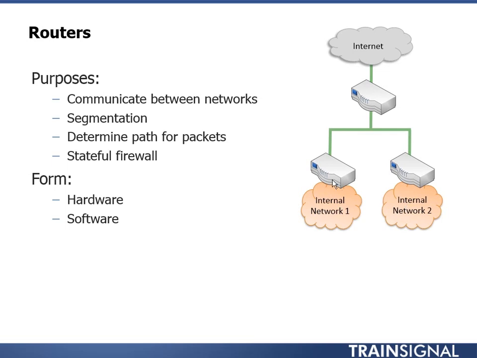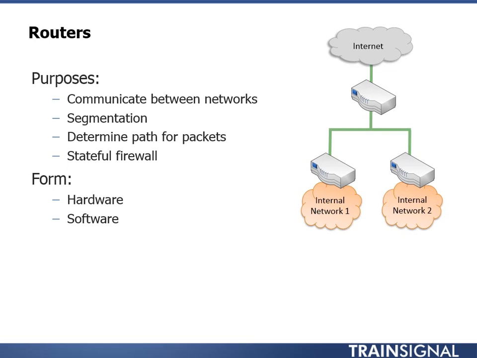So if internal network 1 here is populated by client devices and internal network 2 here is populated by servers, well, this router is going to send a list of all the IP addresses that it has on internal network 2 over to internal network 1. And then when any client on this network accesses an IP address on this network, this router knows that it can send those communications directly to this router to be forwarded on.